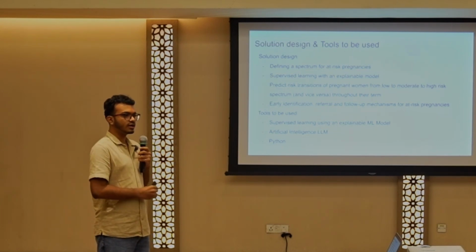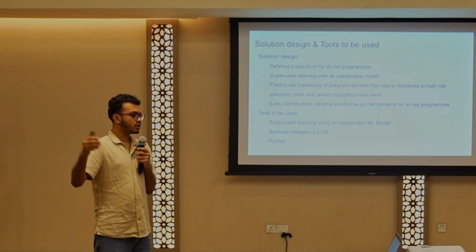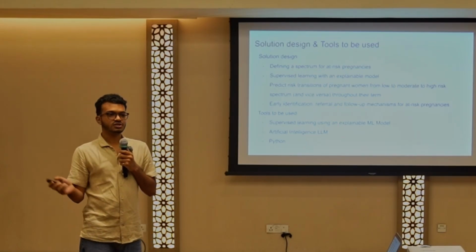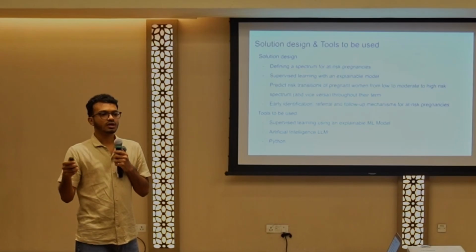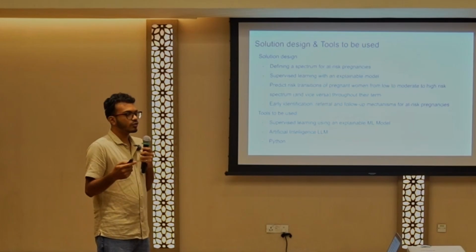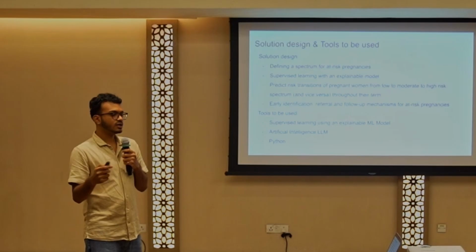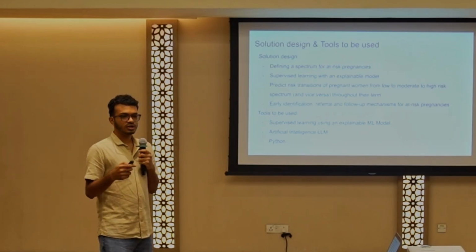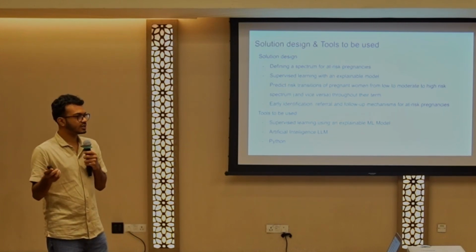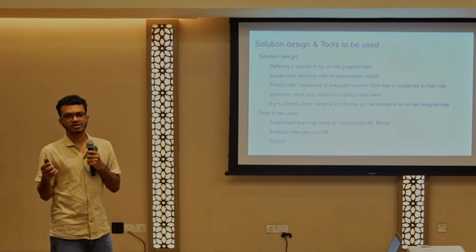If a woman is not at risk in the beginning, we want to predict if and when she is going to fall into risk. That is going to help us better identify and also optimize our resources, so that we can direct our resources more efficiently and in the right direction. To reach that solution, we have planned to use a supervised learning model, a machine learning model, also probably leverage AI and other LLMs for summary-based understanding, and also basics of Python.